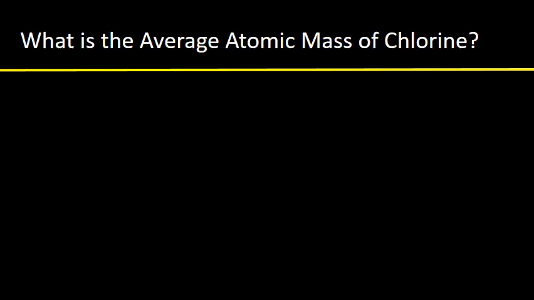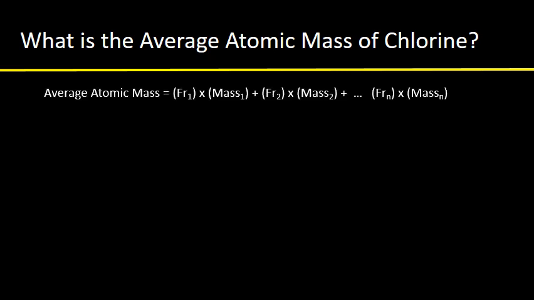Okay, so let's do our calculation here. Remember, average atomic mass is a weighted average. It's the fractional abundance of isotope 1 times the mass of isotope 1 plus the fractional abundance of isotope 2 times the mass of isotope 2. And then if you have more, add those in as well. In this case, we've only got 2.